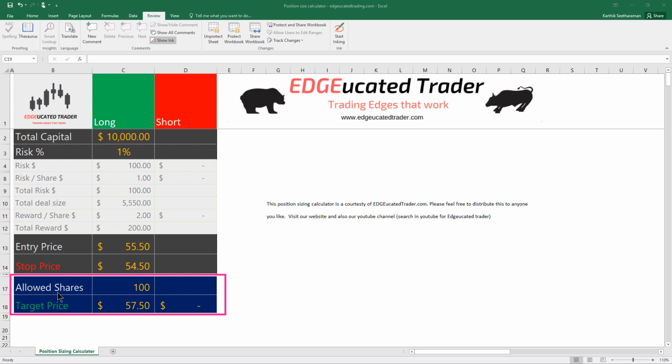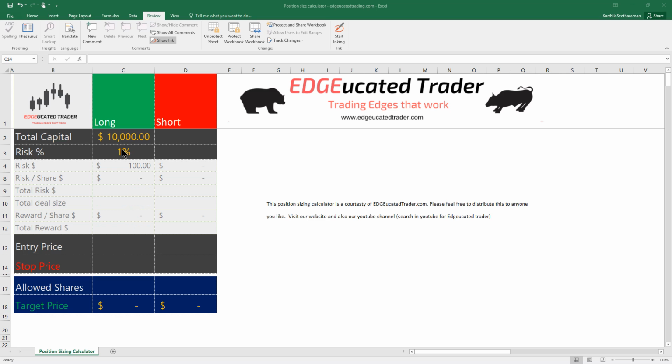The last portion of this calculator, the one denoted with a pink rectangle, cannot be changed. This is only an output screen. You don't have to enter anything in here. The only areas where you would enter information is denoted with a black background. The total capital, risk percentage, entry price, and stop price. These are the 4 values which you would have the ability to enter information into in this calculator.